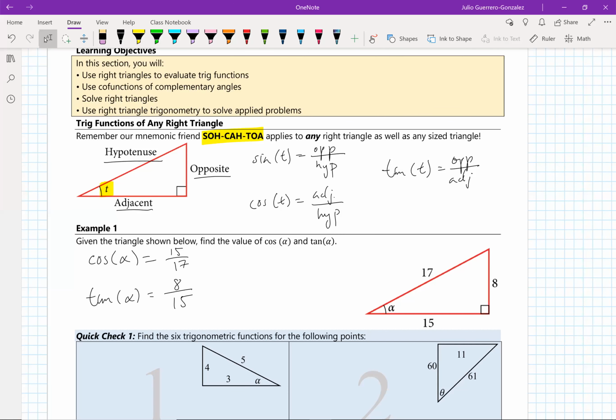So let me share my screen with you guys. Opposite adjacent, right? Opposite divided by adjacent. So it's those 3, right? It's these 3. Sine is opposite over hypotenuse. Cosine is adjacent over hypotenuse. And tangent is opposite over adjacent.